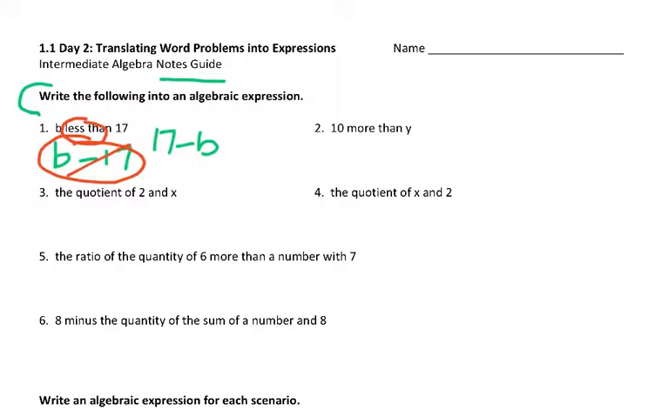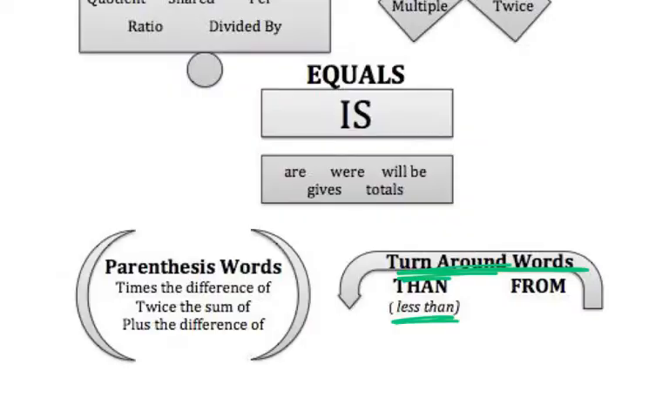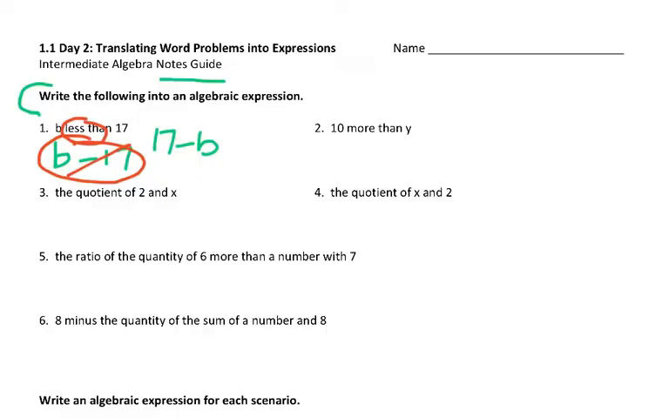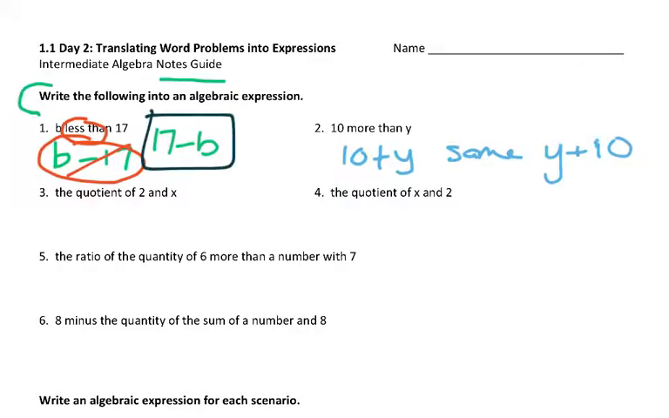Alright, the next example is 10 more than y. As much as you see more and then than, remember that the turnaround is only used in less than. If you want to, technically you can flip it around, but 10 more than y is actually the same as y plus 10. So either one of those can be the answer. Again, 17 minus b for number 1, and 10 plus y, or y plus 10.